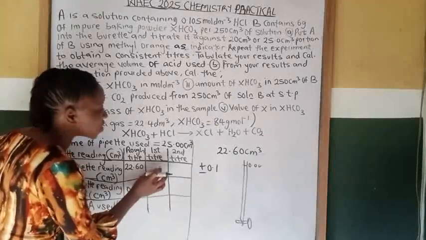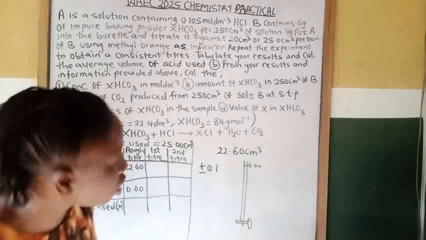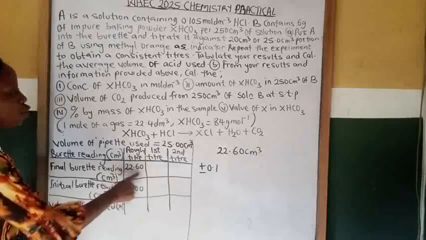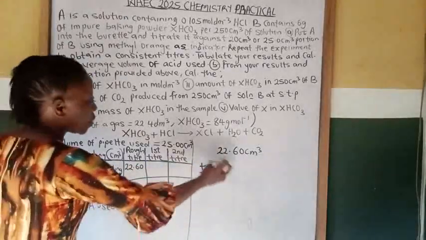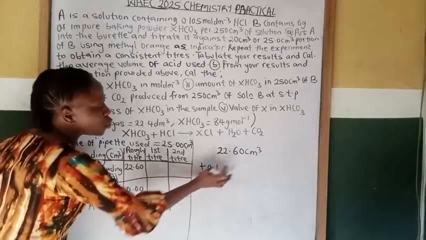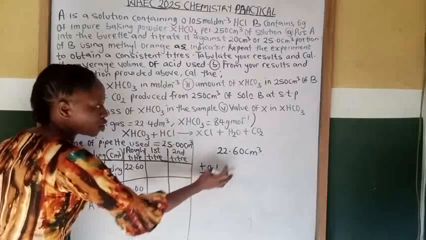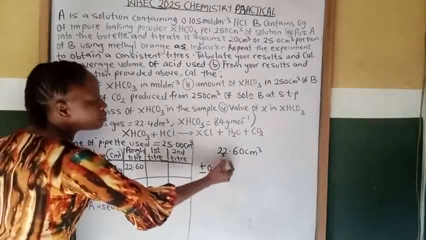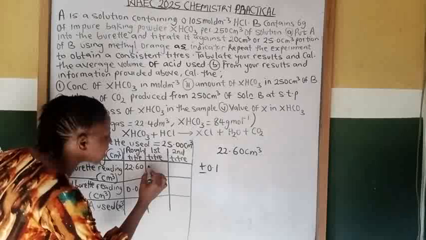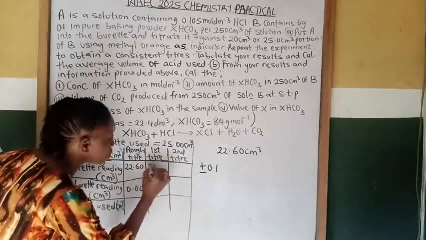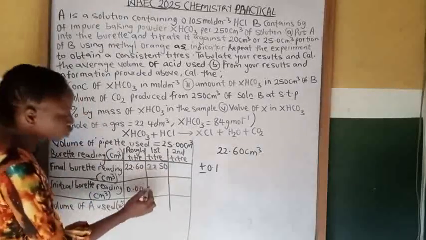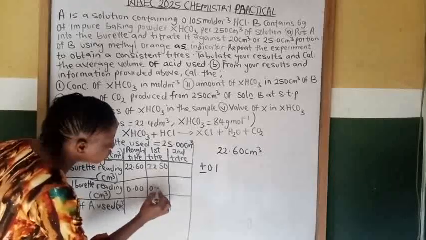Now I want to form the first titer. Don't forget that I'm working on my teacher's titer value, and I've started the first part, which is my rough titer value. Now for the first titer, I will deduct 0.1 from my teacher's titer value. Deducting 0.1 from 22.60 will give me 22.50. So my first titer will be 22.50, and my initial reading will still remain as 0.00.